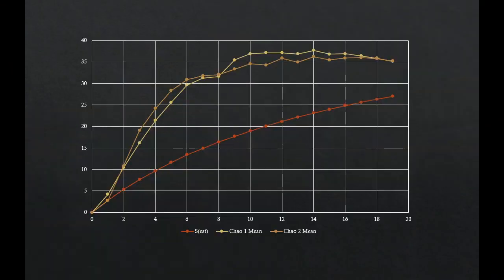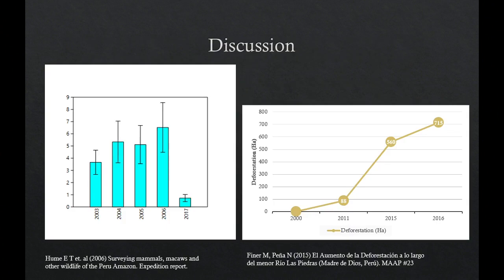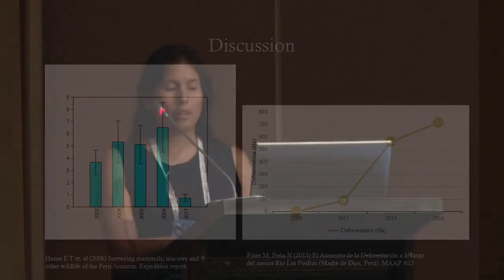This graph tells us that most of the species that we have recorded in the survey are the ones that could be present here. But if we compare the numbers that we got from this study with previous reports in 2003, 4, 5, and 6, we can see that the abundance of these mammals has dropped dramatically. And this could be mainly due to deforestation, as you can see on the graph to your right, because it has been increasing a lot in the last few years.